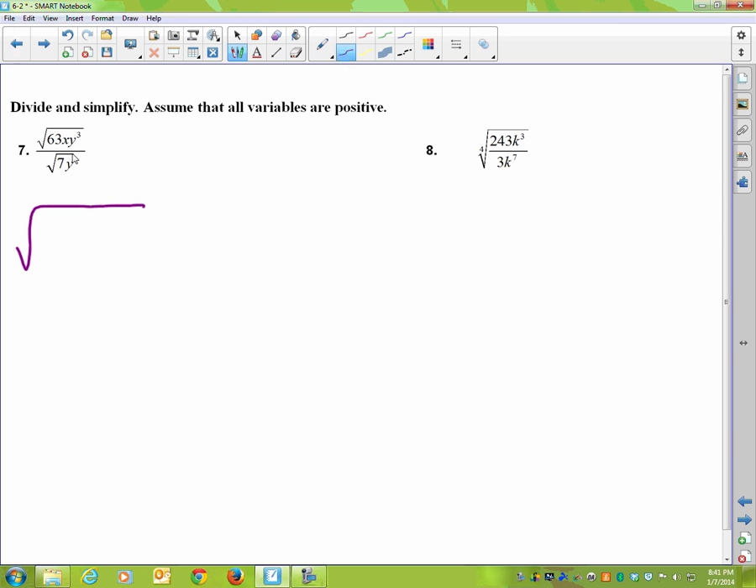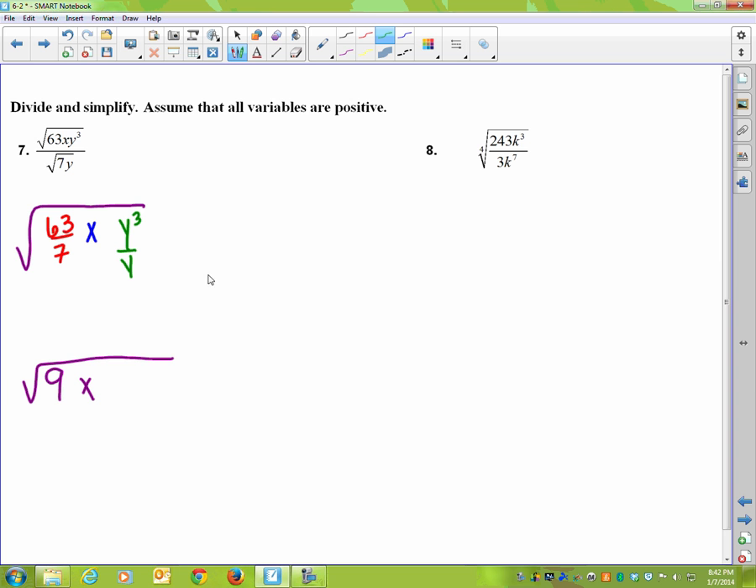I've got my 63 over 7. So bring your numbers together. Let's look at the x separately, and then bring the y's together. Y cubed over y. Go ahead and simplify whatever you can. 63 divided by 7 is 9. X I can't take the square root of, so it's just x.